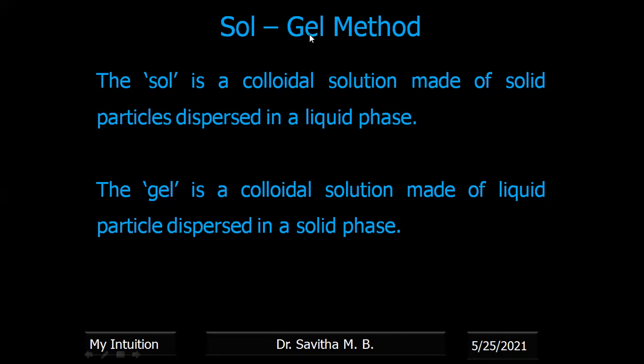Next, gel. Gel means the liquid is dispersed in the solid phase. That means the solid phase will be more and the liquid will be dispersed in that. So conversion of a sol into a gel and then to nanomaterial is the Sol-Gel method.